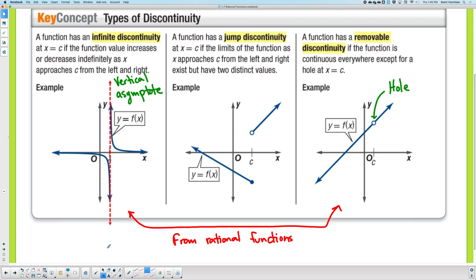Now in the middle, I'm skipping a discontinuity. If you're wondering where that comes from, that's from piecewise defined functions. I've given you a number of those on Delta Math already, but that's where those come from.